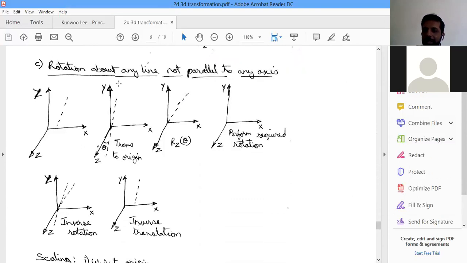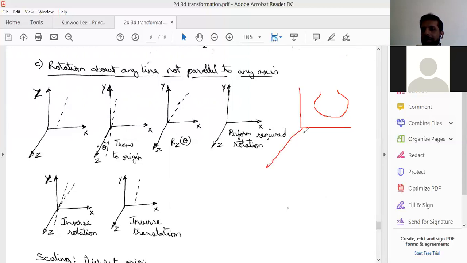In this case, no line of the object will be parallel to any of the axes. For example, if I have an oval shape or a vessel kind of thing, none of these lines is parallel to any of the axes, neither this line nor this line nor this. It is not parallel to x, y, or z. Nowhere is it parallel. Now what do we do in that case, right? If there is no line at all parallel to any of the axes, then how do we rotate?